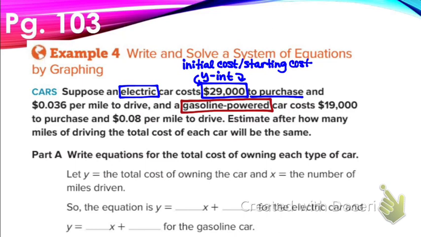How much does it continue to cost me? 0.036. What does that even mean? How much is that? 36 cents. Not 36 cents. It's between 3 and 4 cents. 0.03 would be 3 cents. 0.04 would be 4 cents. So it's in between 3 and 4 cents per mile. So it's not $29,000.03, right?